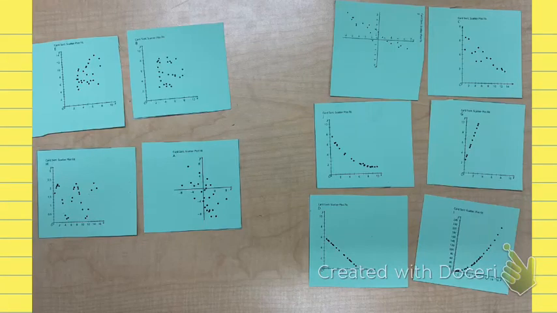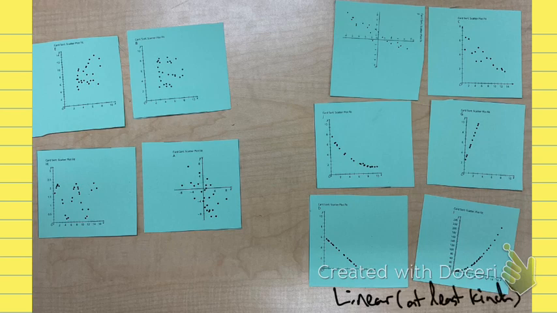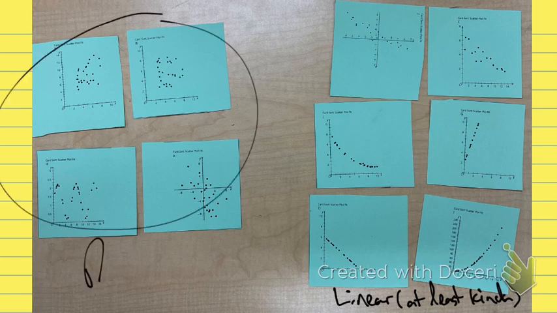So this is Will's group. Will, can you tell me what your two groups got sorted into, please? The one on the right is slightly linear and very linear, and the one on the left is little to no correlation. So like linear, at least kinda? Yeah. That's the technical terms. And the left side seems like it's a bunch of rando.